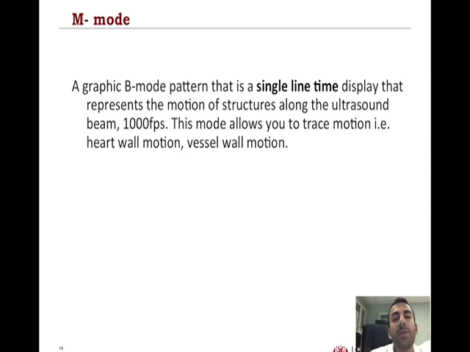The final mode, M mode, stands for motion mode, which is essentially just a 2D or B mode pattern over a single location of ultrasound, or a single ultrasound plane over time. Very high frequency or frame rate allows you to trace motion of different structures of interest. For example, we commonly use it to evaluate valves and heart wall motion, maybe vessel motion as well.